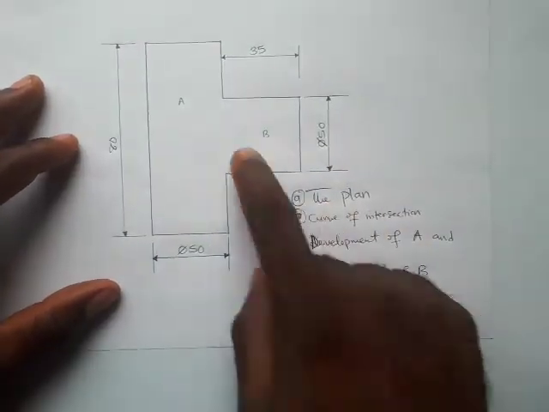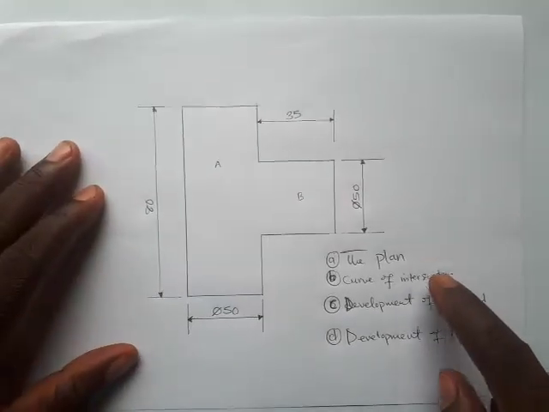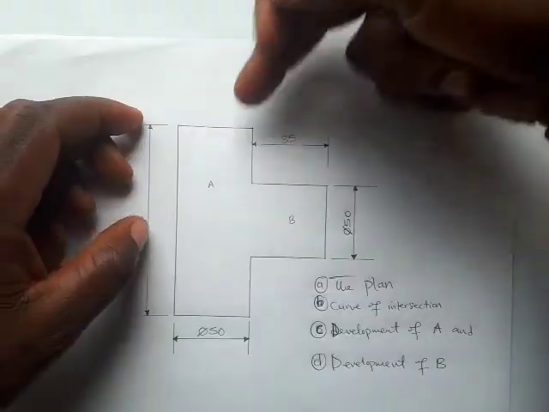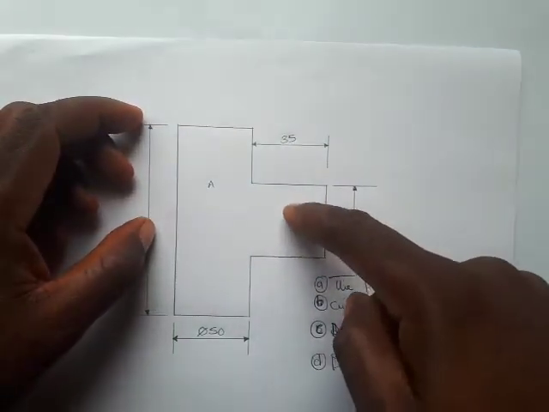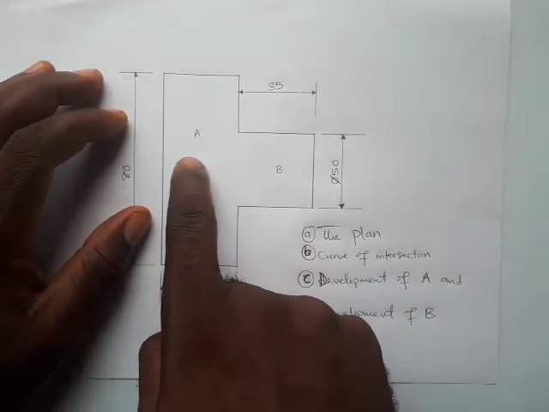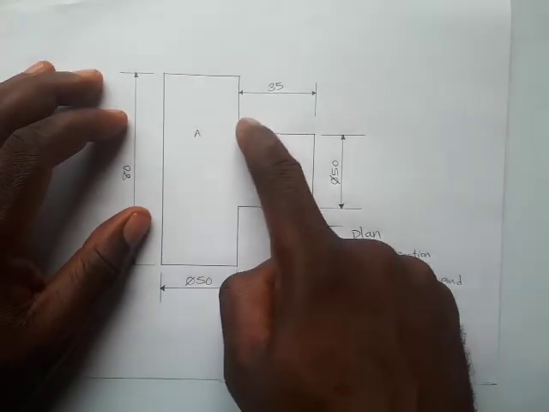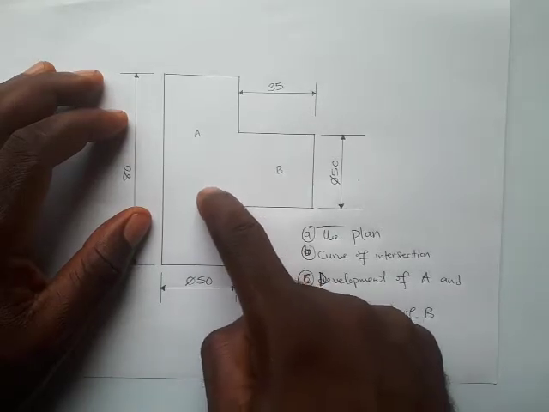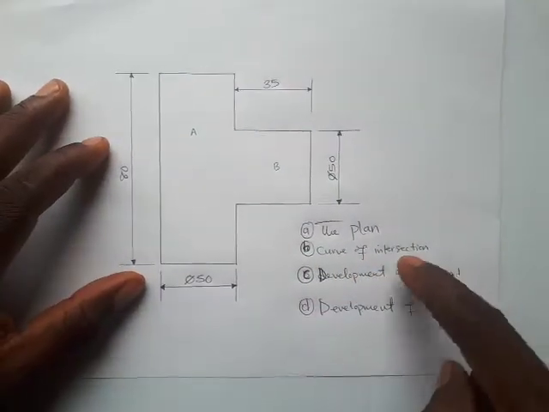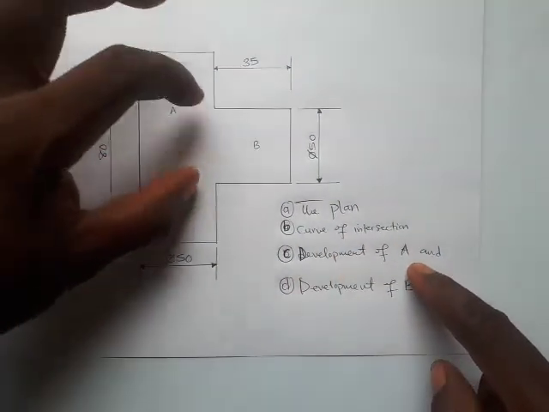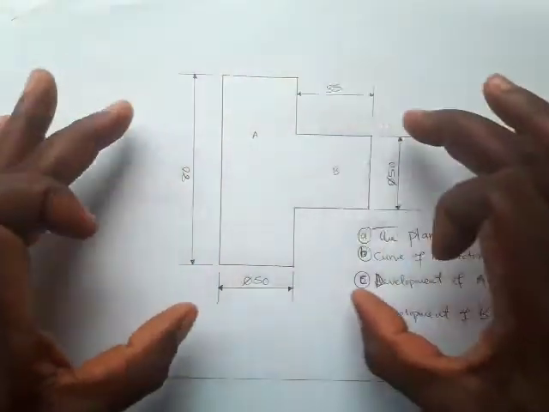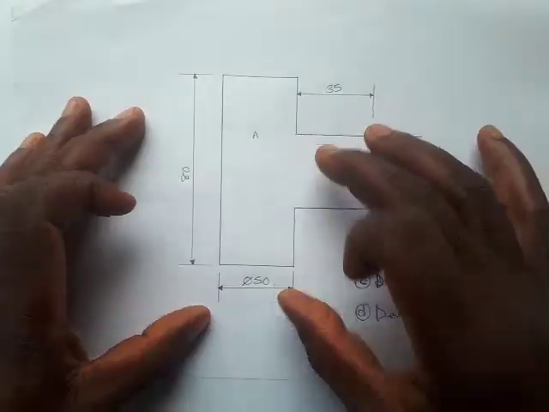Now the question says you are going to have to reproduce this drawing. Then number 1, you would draw the plan of the interpenetration. When you view from the top, what are you going to see? Then the curve of intersection, I'm going to show you how to do that. That's where both pipes connect, that line, that curve. That line where it joins the other one, that's the curve of intersection. Then development of A, we're going to develop this pipe A, and development of B, we're going to develop pipe B. So the first thing we're going to do is to reproduce this drawing here using the dimension given.